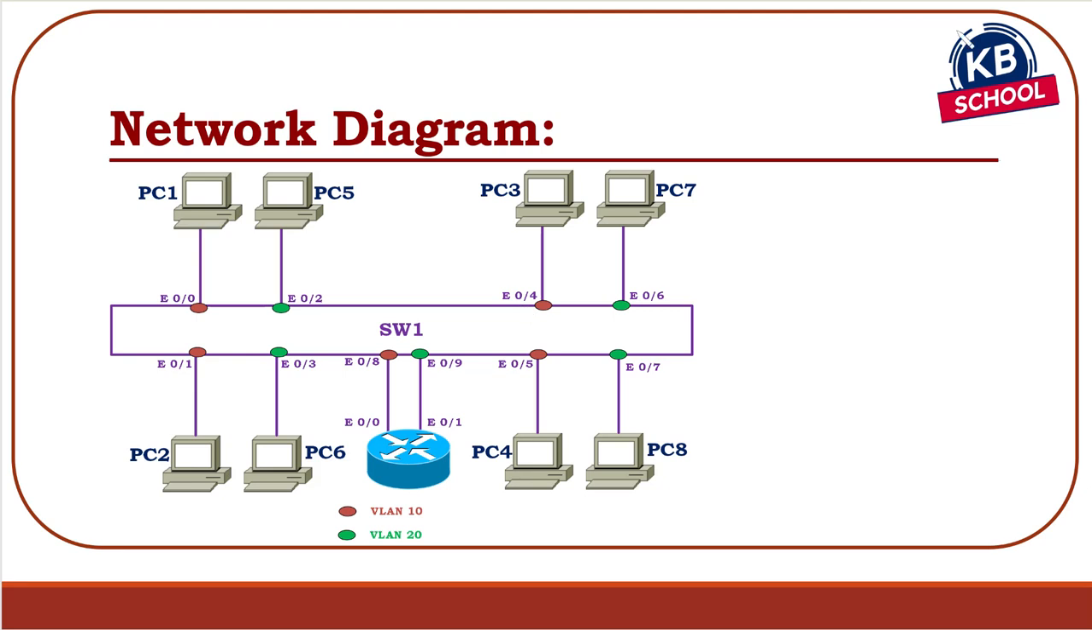What are my 2 VLANs that I'm creating over here? VLAN 10 and VLAN 20. Once I create those VLANs, I'll go to the ports that are connected to those PCs. So for example, I have PC1, PC2, actually let me color them properly. I'll color them based on the color that I've given on this diagram.